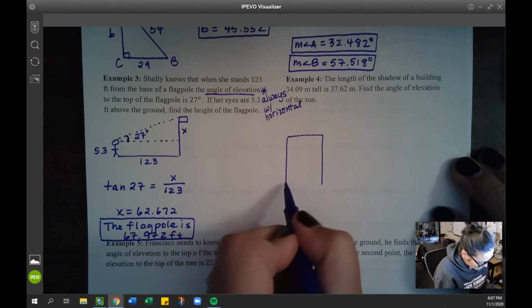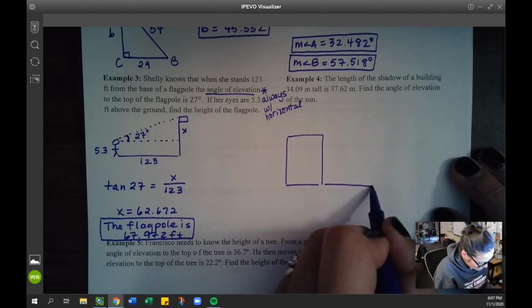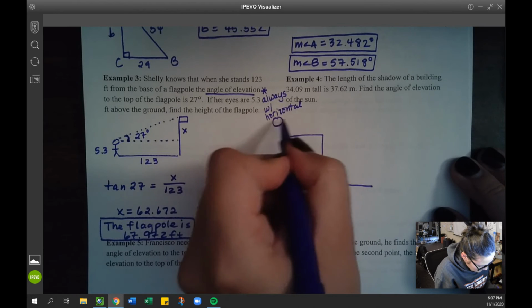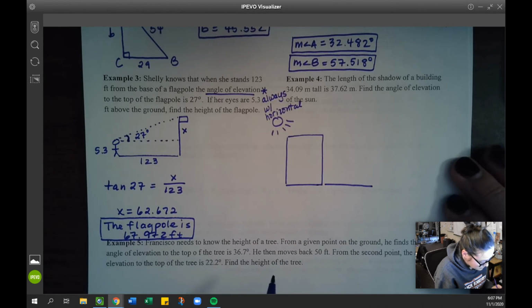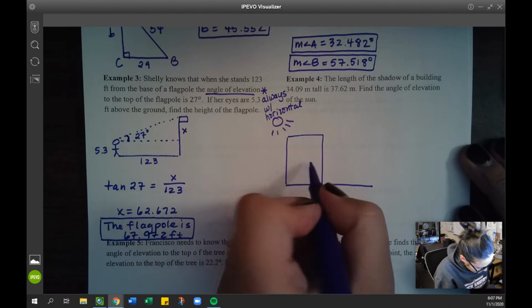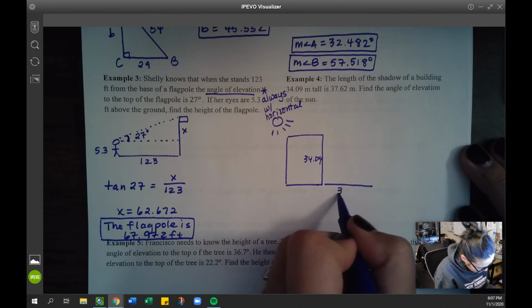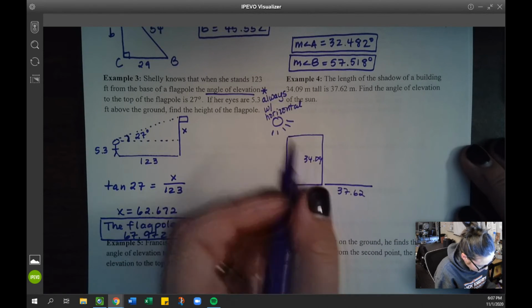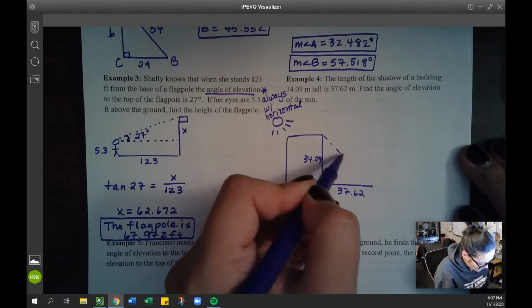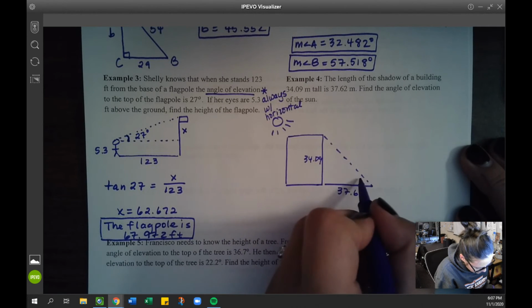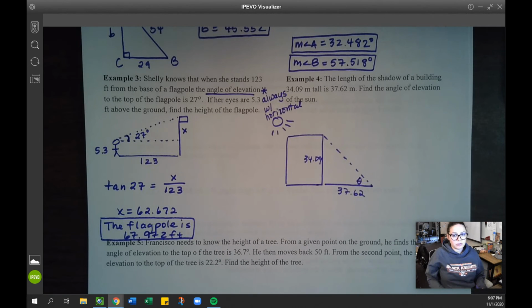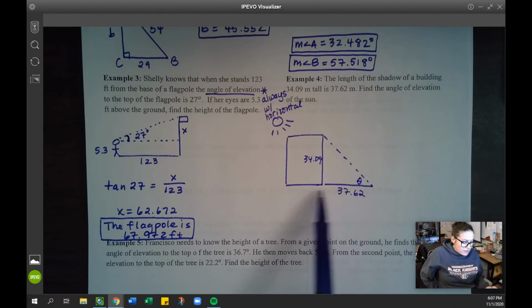Okay, so here's our building. Here's our shadow. And the sun is somewhere over here. So we have 34.09. The shadow is 37.62. And we want to know the angle of elevation. So that is this angle right here. Remember, the angle of elevation is always with the horizontal.